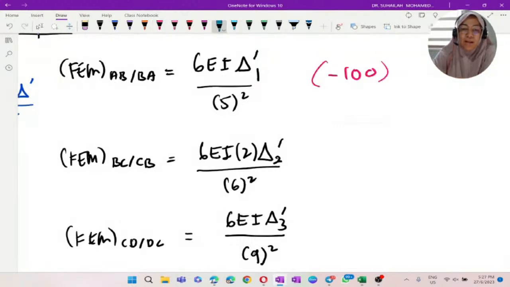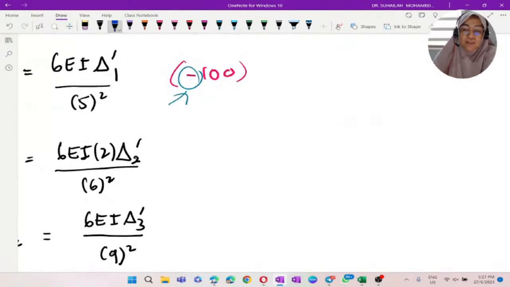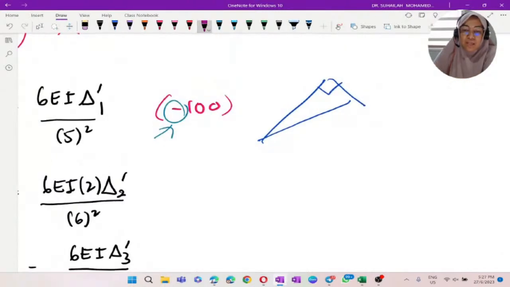And don't forget the negative sign we use here is for the behavior. It represents this. Okay, the original is like this. After sidesway, that means the new position is this. This is the new position. And the fixed end moment pushes this and pushes this.